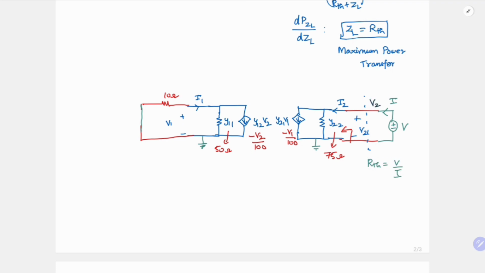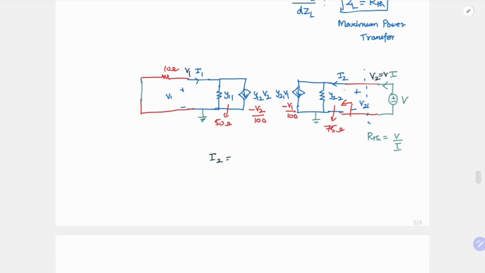So this is my V2 and this is my V1. So my V2 is now equal to V. So my I2 is nothing but I, which is nothing but Y22 V2, right? And Y22 is 1 by 75 ohm. So it is V2 by 75 minus V1 by 100. So now we need to find V1. So let us go to this part of the circuit.